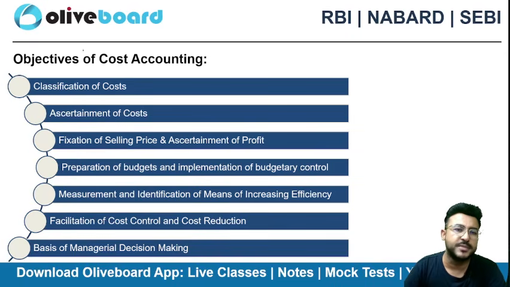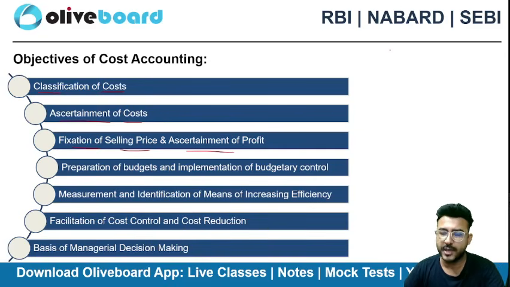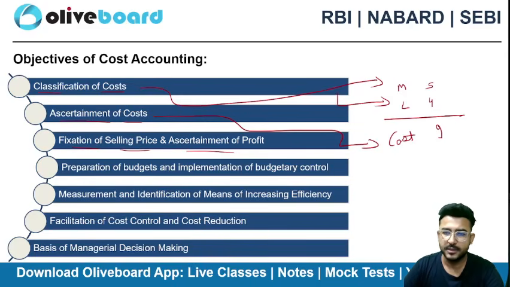And these are some of the objectives of cost accounting. Why do we do cost accounting? The very first thing is we want to classify the cost. We want to calculate the cost, ascertain the cost. Why? Because ultimately we have to fix the selling price. If I know that in order to manufacture this pen, I need material worth rupees 5, I need labor worth rupees 4, so I know that my cost is 9 rupees. So this is the classification, material and labor. This is the ascertainment of cost. And now I need to add my profit, 1 rupee, in order to calculate my selling price, right? So this is fixation of selling price.